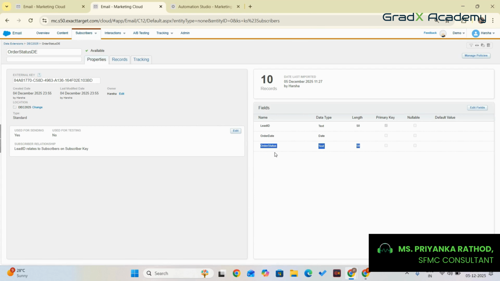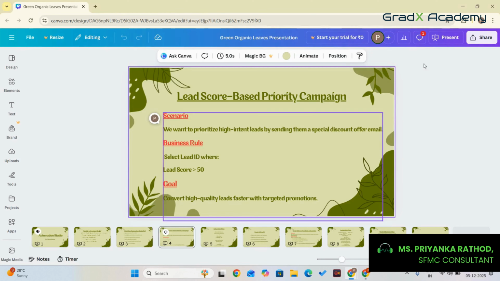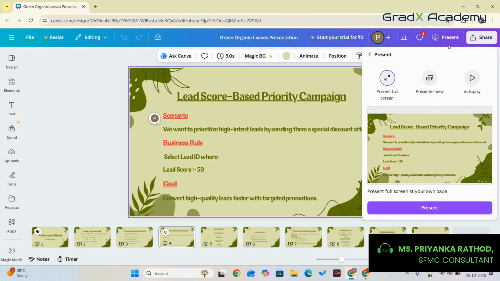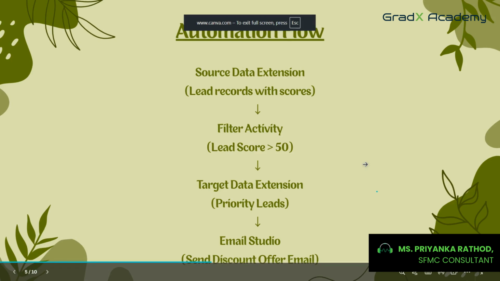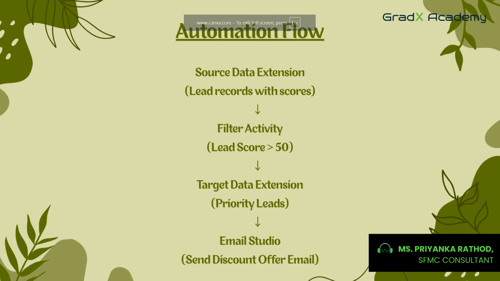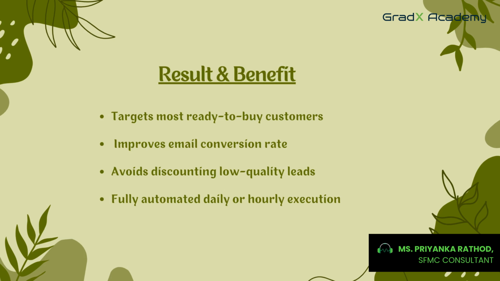The order status. Alright, so this is my second use case, guys. First, what we did, we did a data filter and stored it in a target data extension, and we sent them an email. Alright, what were the results?